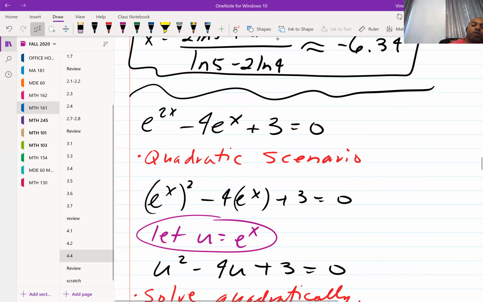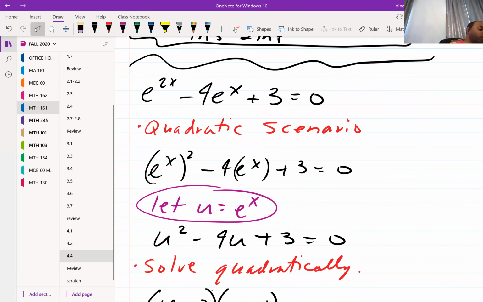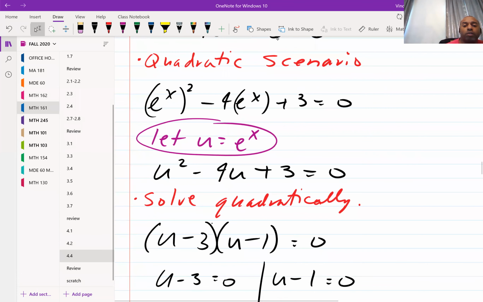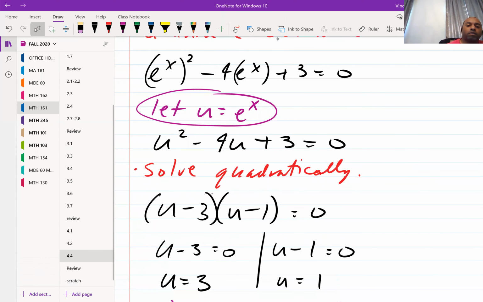All right. So we have u squared minus 4u plus 3, and we can solve this quadratically. I'm going to factor, but if you want to use the quadratic formula, you can do that as well. It's up to you. Complete the square, whichever way you want to solve the quadratic equation u squared minus 4u plus 3 equal to 0. I decided to factor. That gives us u minus 3, u minus 1. Set both of those equal to 0 and solve. And we have u equal to 3, u equal to 1.